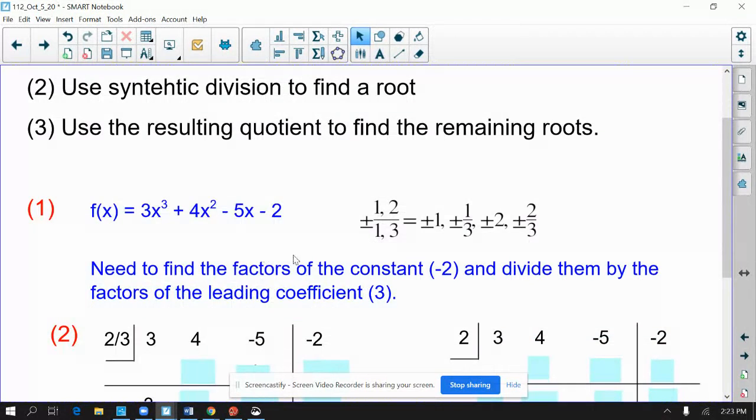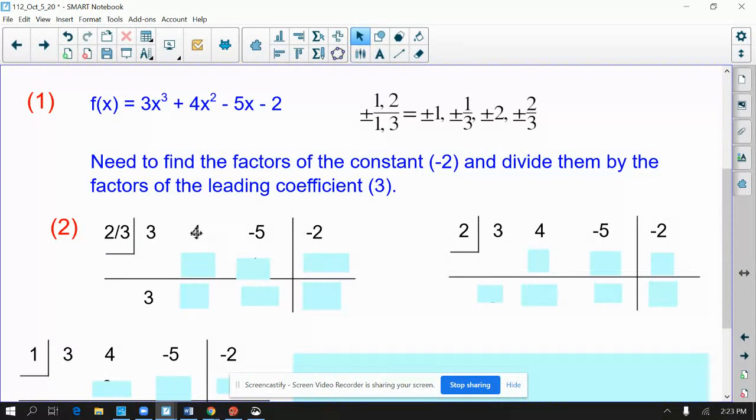So step 1 is done. I've listed all possible rational zeros, and there are 8 of them. So I just try one randomly, and I chose 2/3 at first, so positive 2/3, using synthetic division. I dropped down the 3. 2/3 times 3 is 2. 4 plus 2 is 6. 2/3 times 6 is 4. -5 plus 4 is -1.